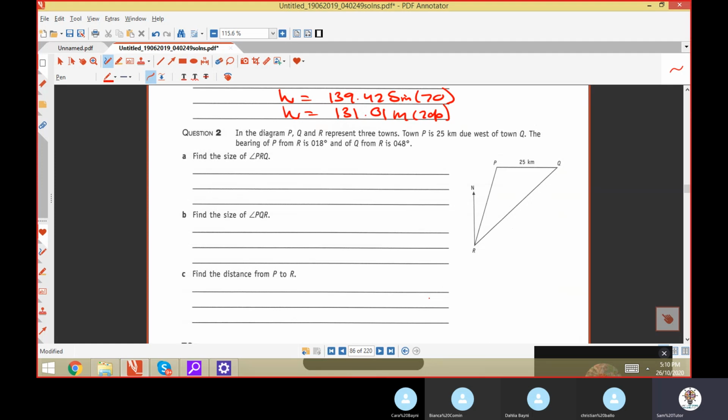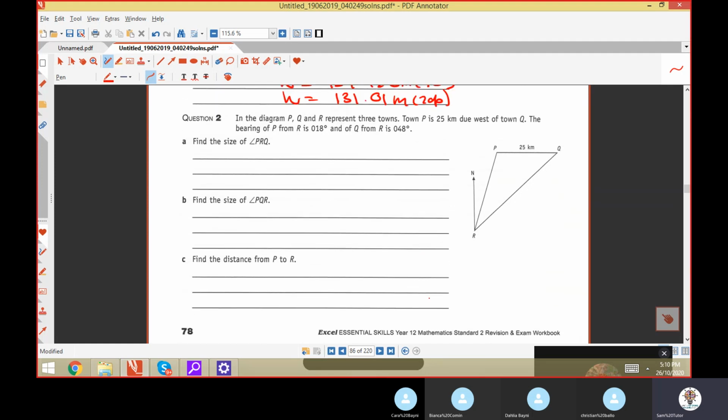Okay, it looks like it's slowly introducing bearings. How are you girls with bearings? So there's two types of bearings. There's true bearing, where it just rotates all the way around. And the other one is compass bearing, where it gives you a specific quadrant that you're going to be playing around with. I'll give you a little introduction, just to remind you.